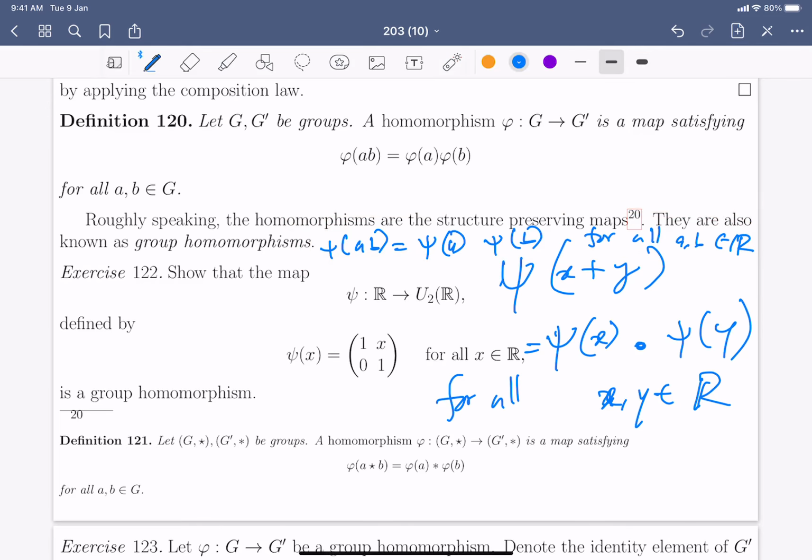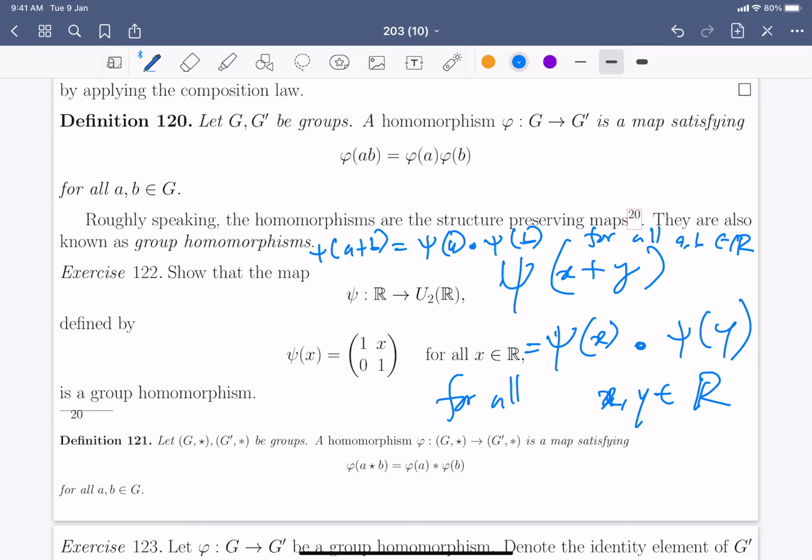Again, you can ask me to be more precise here, or you can ask me what I mean by A times B. Of course, by A times B I mean A composed with B as per the composition law of the group R, which is A dot B, right? Dot is usually the standard notation for the group operation, but here specifically for the group of real numbers we have this law of addition, right? So you have to show that psi of A plus B is the same as psi A times psi B.